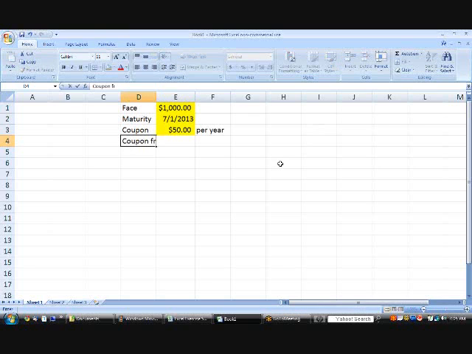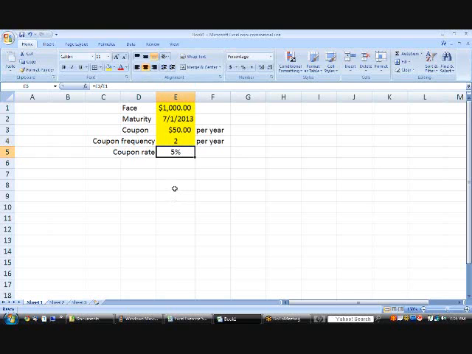Coupon frequency is 2 times per year. And then this isn't an input, but we'll put it up here nonetheless. The coupon rate is $50 divided by $1,000, which is 0.05 or 5%. And then one other input that we're going to need is what the market interest rate is for a 5-year bond of this type.